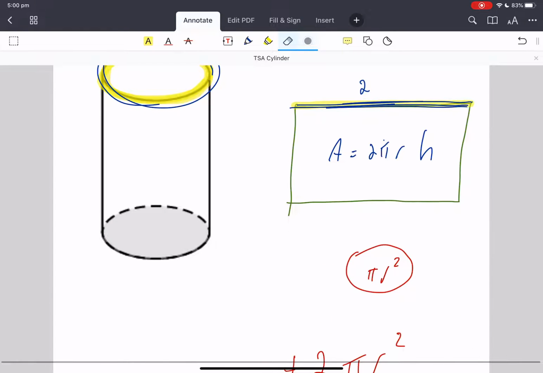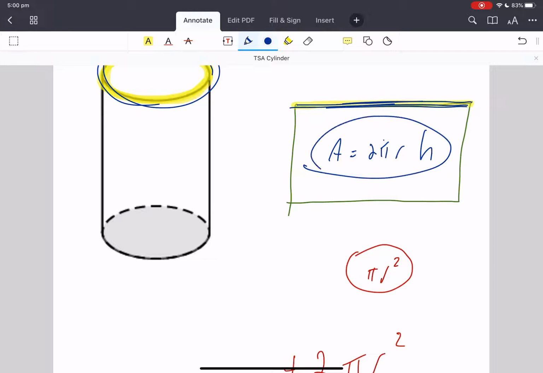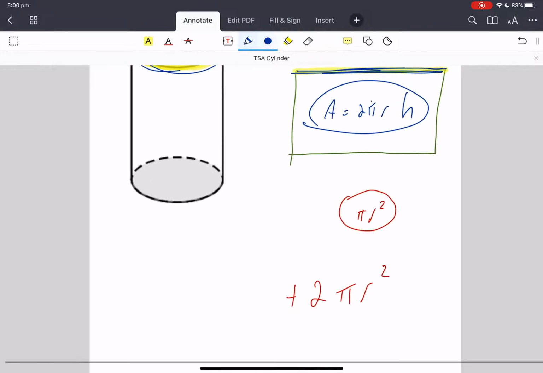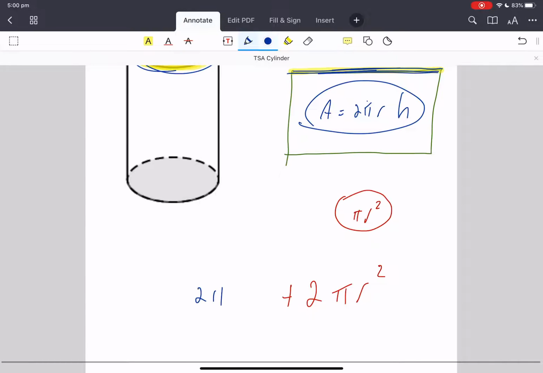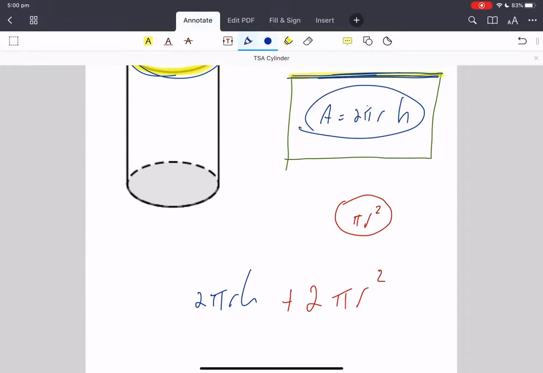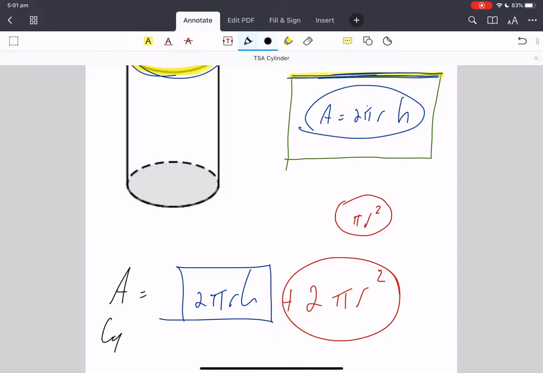So, we've just worked out that the area of this rectangle is 2 pi r h. Well, that's what was missing down here, 2 pi r h. This is my rectangle, and these are 2 circles, and that's everything that makes up the area of a cylinder.